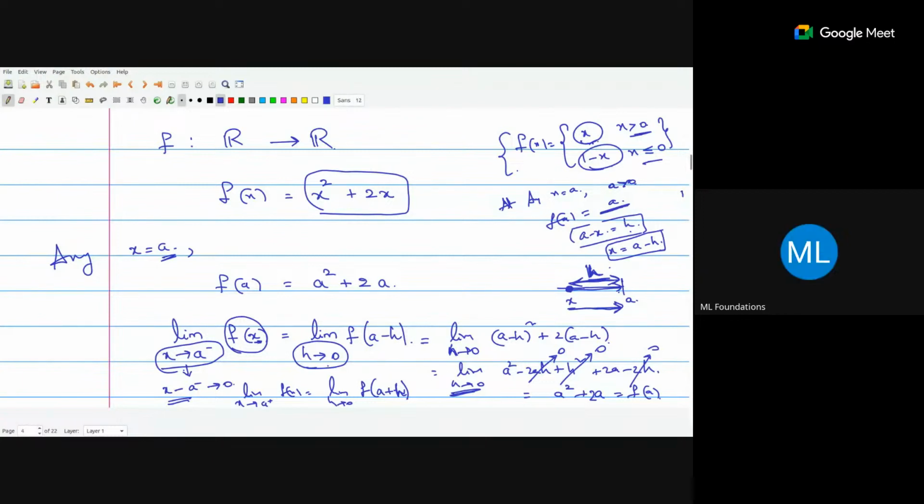So it's like no need to check for the x greater than 0 case here. No need to check for the x less than 0 case. The only point you need to worry about here is x is equal to 0. And you have to check whether your left hand limit and right hand limit are equal at x is equal to 0 or not.